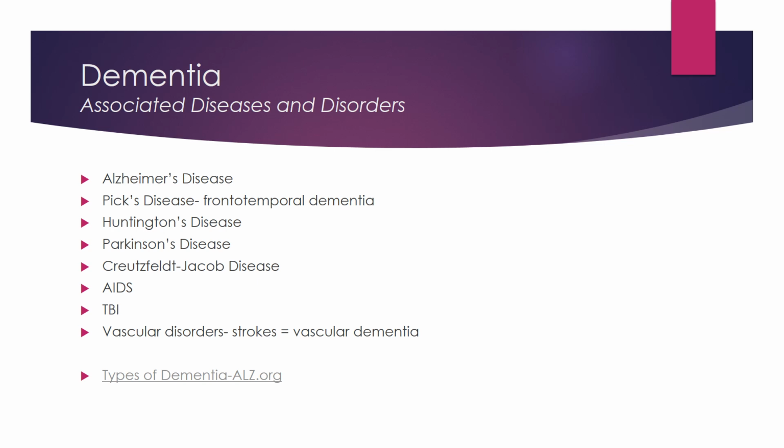The dementia associated with Pick's disease is frontotemporal dementia. And then there's also dementia specific to Huntington's disease, and then there's Parkinson's dementia. Creutzfeldt-Jakob disease has a different presentation of dementia, as does AIDS, and if you acquire dementia because of a TBI. And then there's also vascular disorders or strokes that cause vascular dementia.